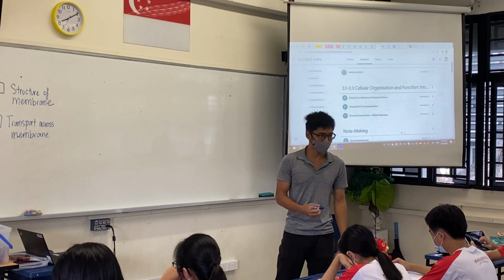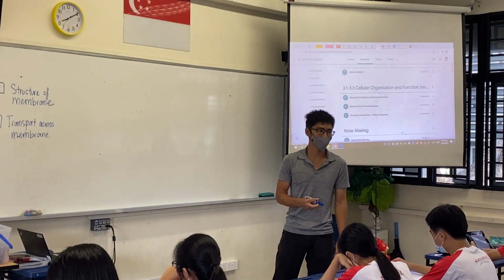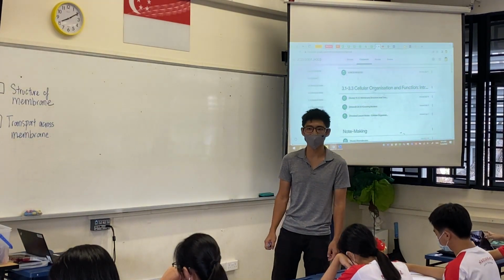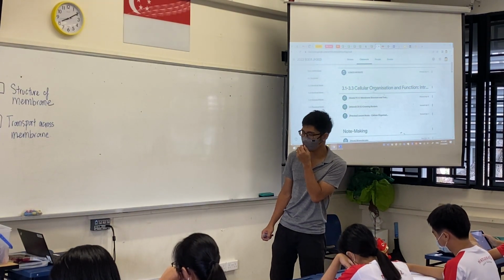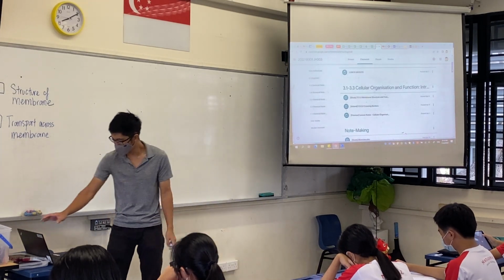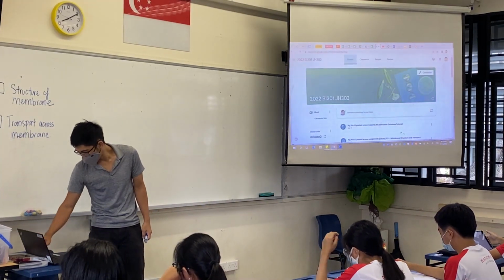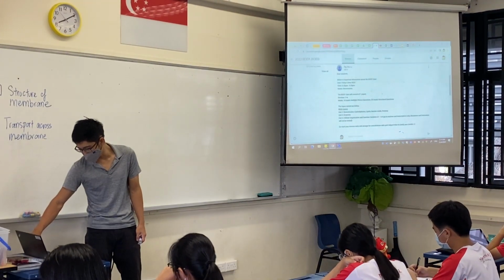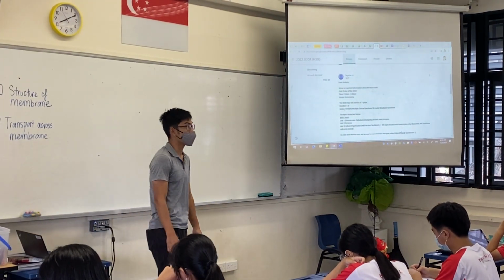Have you all seen the announcement of what's going to come up for your quiz? No? Okay, then you're going to find the page right now. Go to Google Classroom. The announcement has been made on what's going to come up for your quiz. If you scroll down your Google Classroom page, you should see the topics for your quiz.